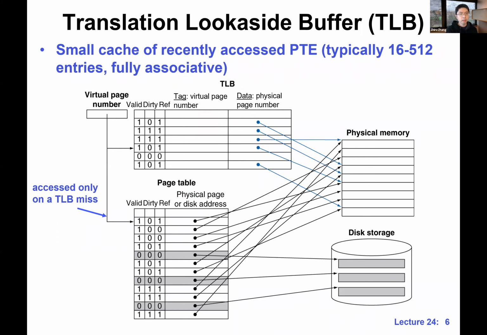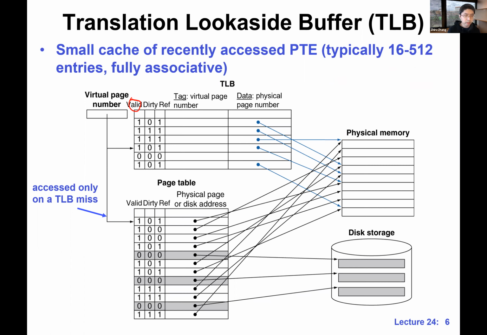And we usually just use a fully associative cache in this case, since we really want to minimize the number of misses. We really don't want to go to the main memory for the address translation. This is crucial for us to get high performance. Usually for a TLB, we have roughly 16 to 512 entries, again, fully associative.